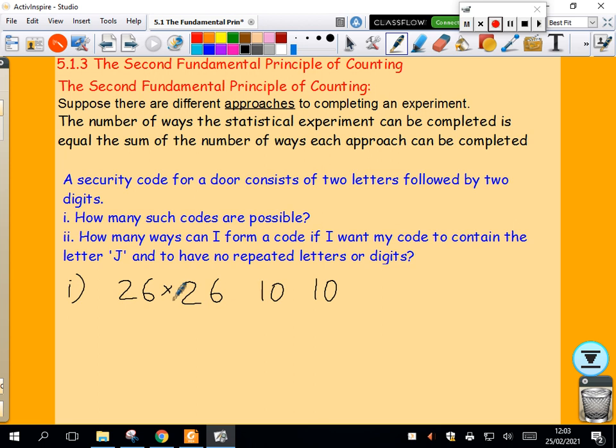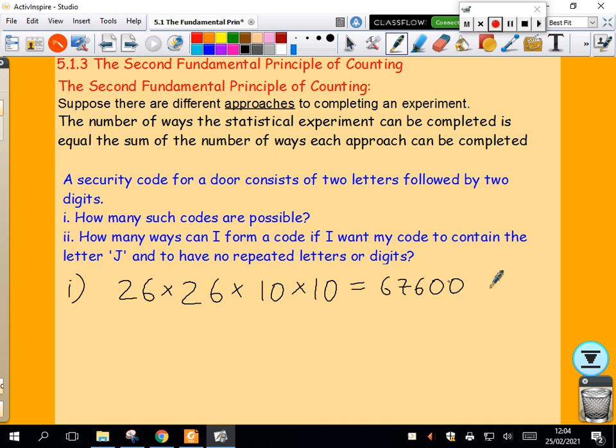So there are 26 by 26 by 10 by 10 ways to complete task 1, followed by task 2, followed by task 3, followed by task 4. I'm choosing a letter, and then a letter, and then a digit, and then a digit. So we're 26 by 26 by 10 by 10. So I think I'm getting 67,600 there. Bit of calculator work.